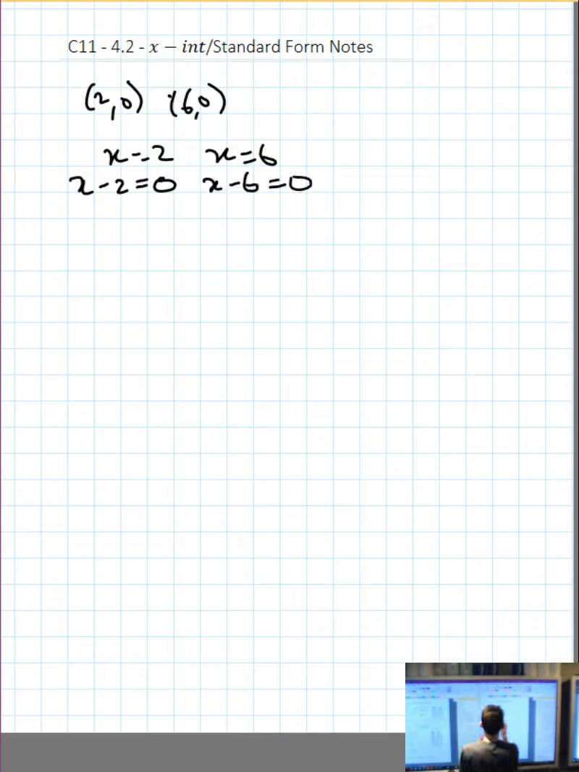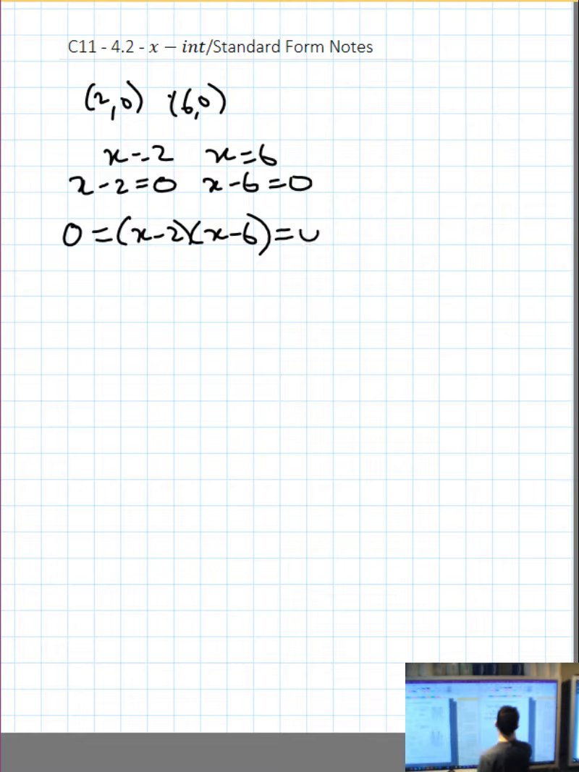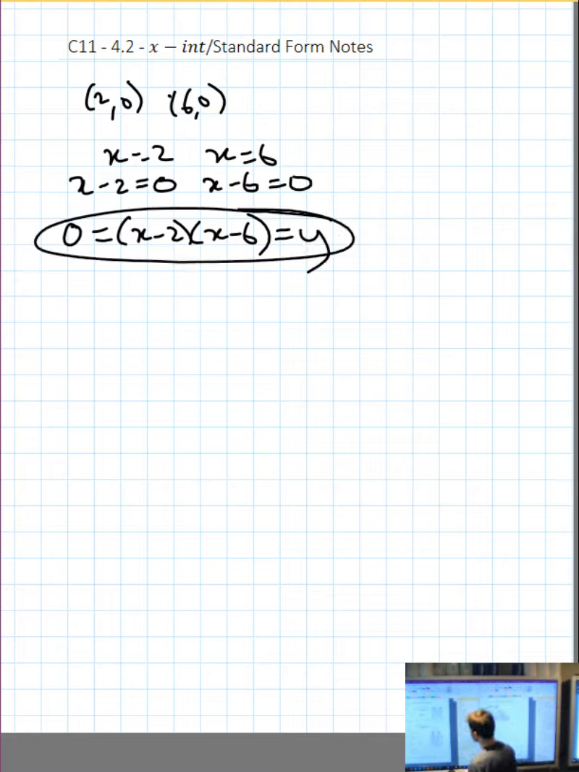Then I'm going to put these things in brackets side by side: (x minus 2)(x minus 6). It could be equal to 0, or it could be equal to y, or whichever. But here is our quadratic equation.